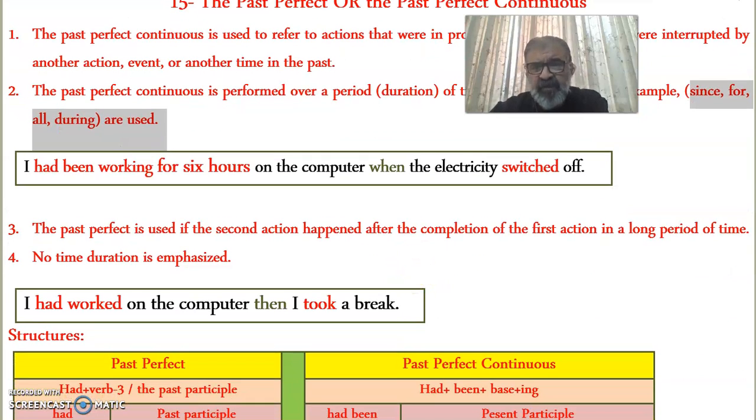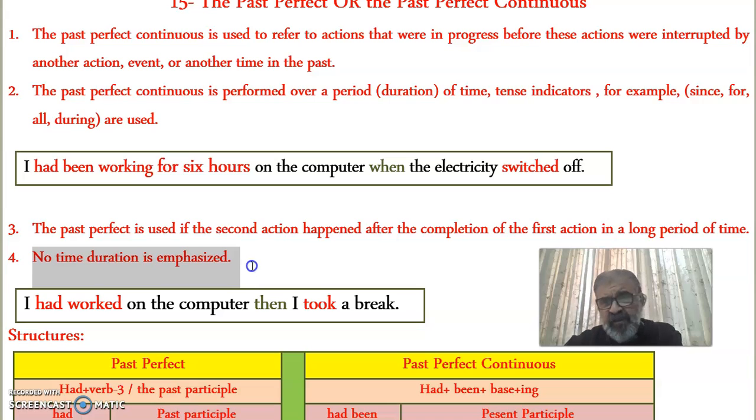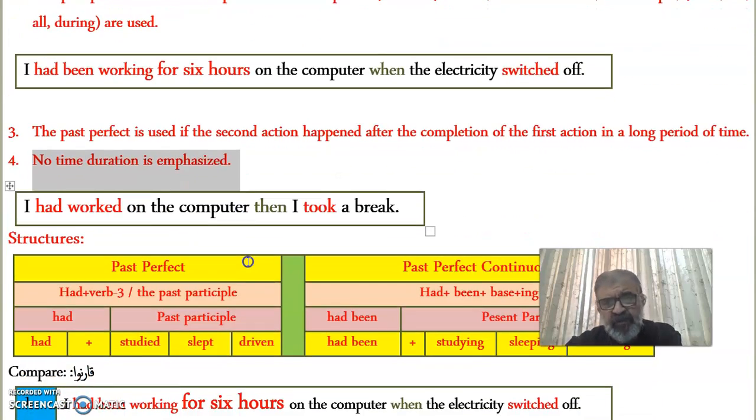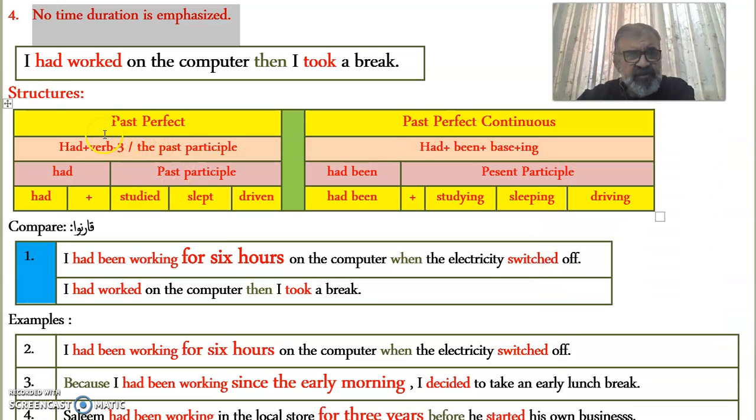Now, however, the past perfect is completely different. It is used if the second action happened after the completion of the first action, had worked. And as you can see, there is no time duration like for, since, all, and during. Now let's consider the past perfect and past perfect continuous structure.